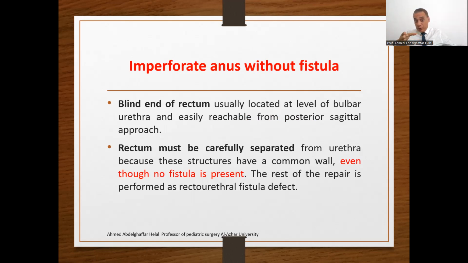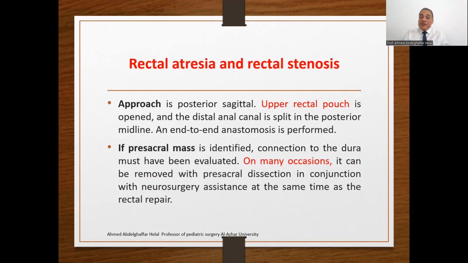Now we speak about imperforate anus without fistula, a type of anorectal malformation. The blind end of the rectum is usually located at the level of the bulbar urethra and there is no fistula. However, the rectum needs to be carefully separated from the urethra as these two structures have a common wall, even if there is no fistula. Rectal atresia and stenosis are also approached through the posterior sagittal approach.